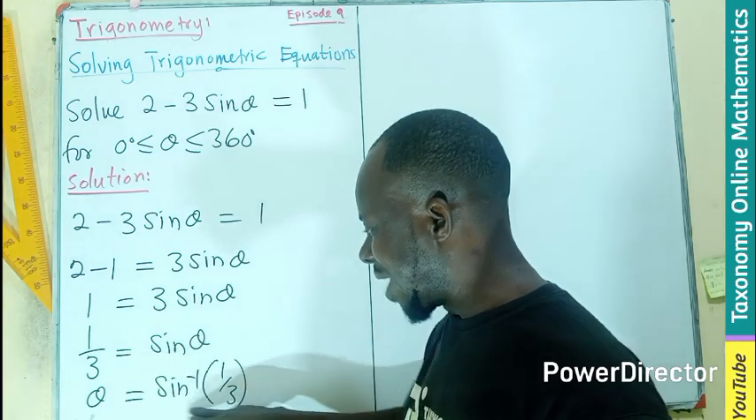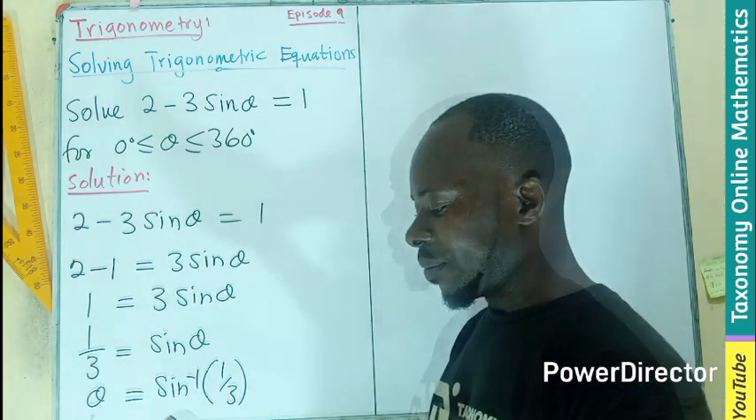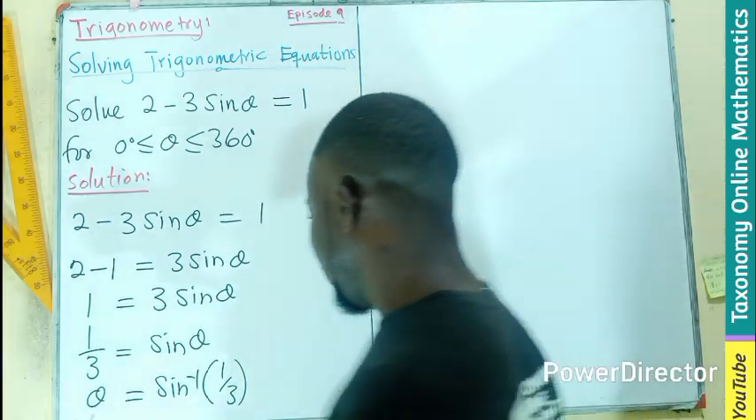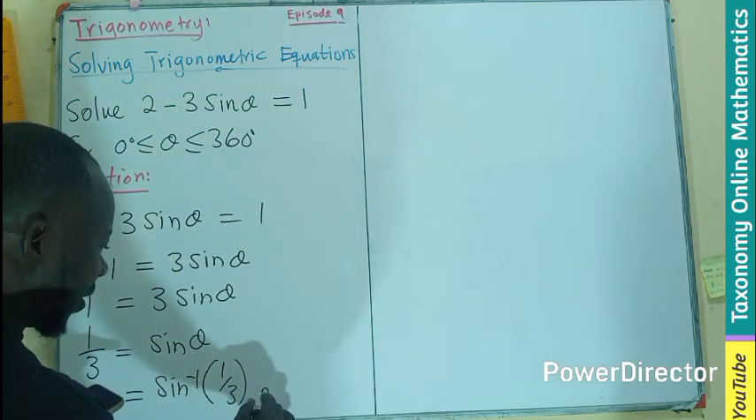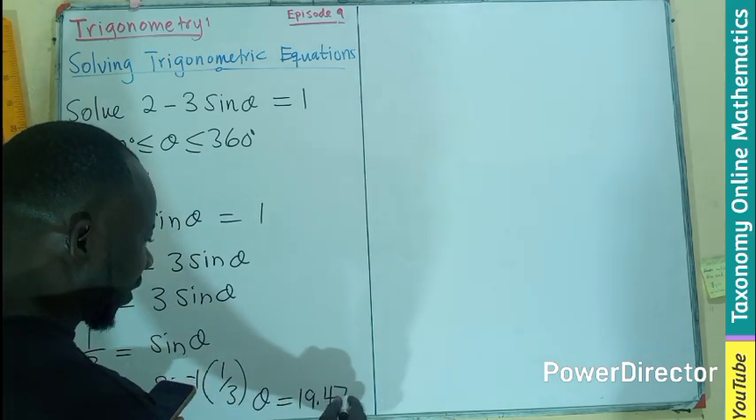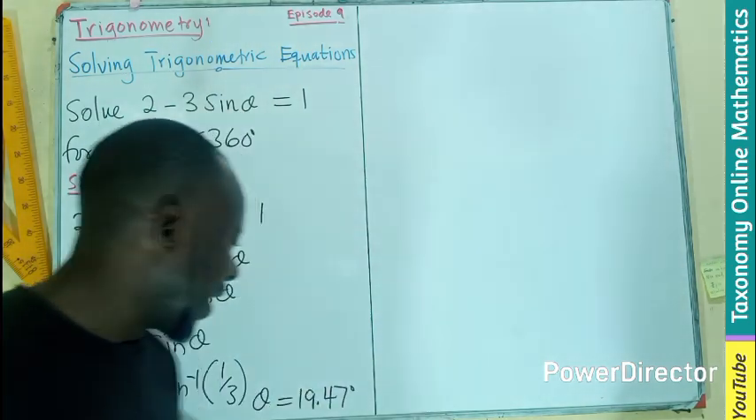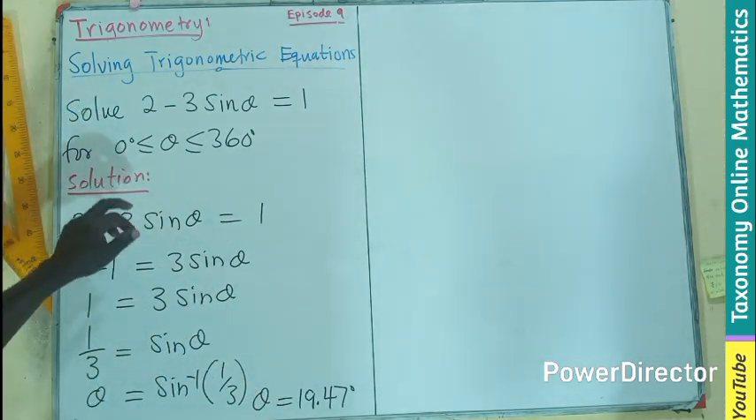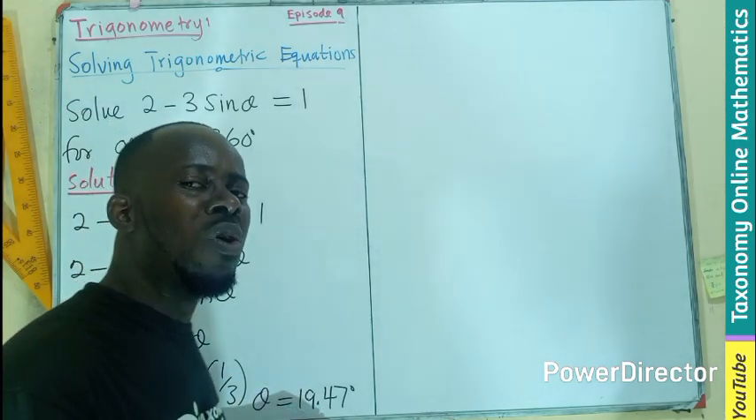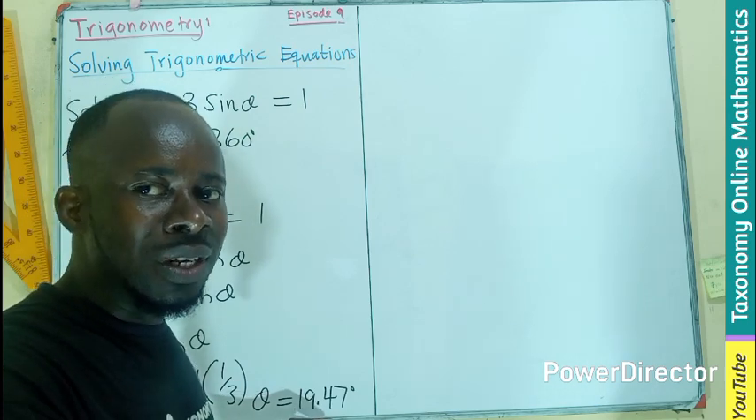We need to put this value in our calculator and see what theta will be. If you put this in the calculator, theta is going to be 19.47 if I'm leaving it to 2 decimal places. But we are saying that the value of theta is from 0 to 360, and this is a very small angle. It means there can be other angles in this range.